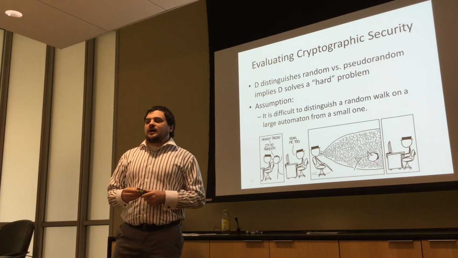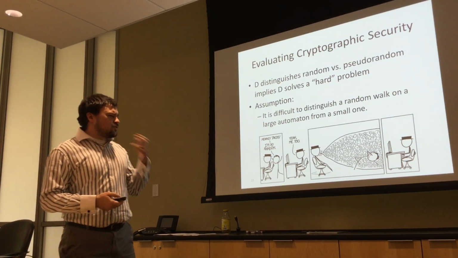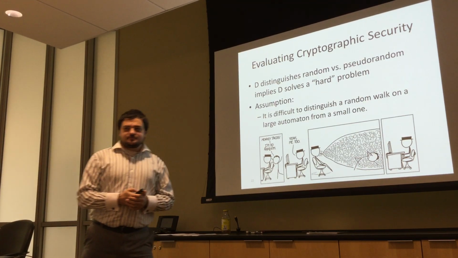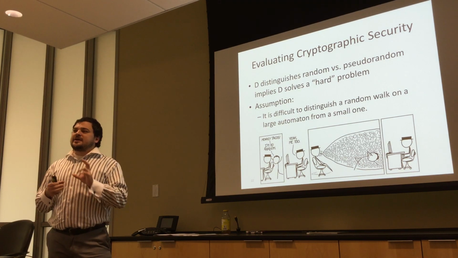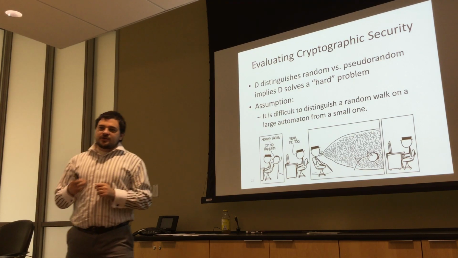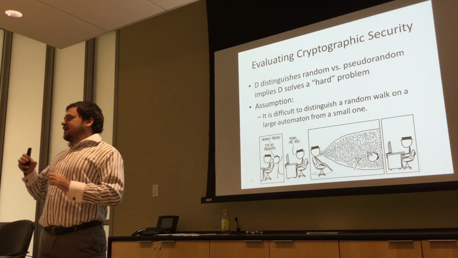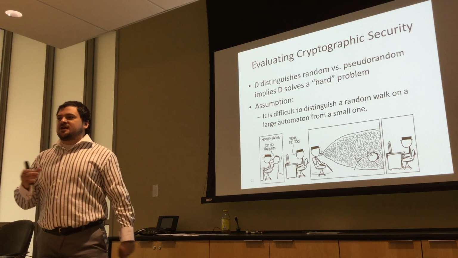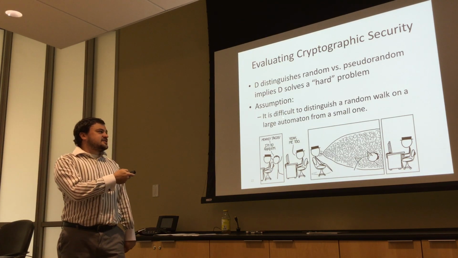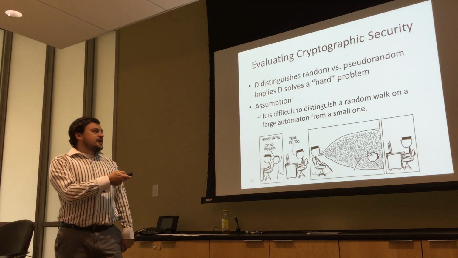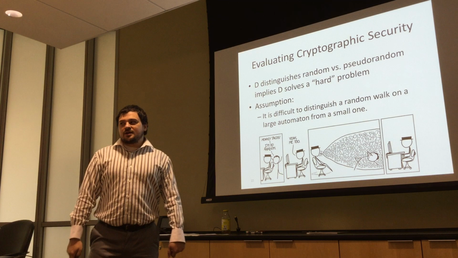The particular problem that I'm going to be looking at for APPRNG is one based on automata learning, where I'm requiring that there is no algorithm which can efficiently learn how many states are in some sort of black box automaton by observing a random walk. Or more specifically, that it's difficult to distinguish a random walk on a large automaton from a random walk on a small automaton.